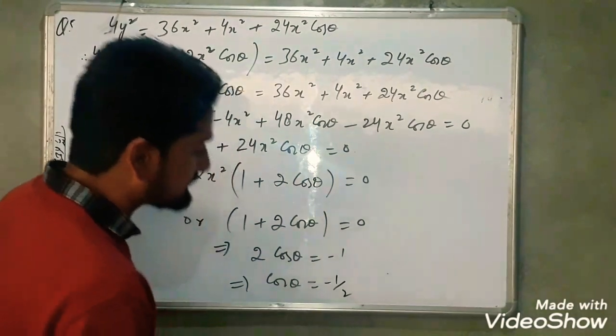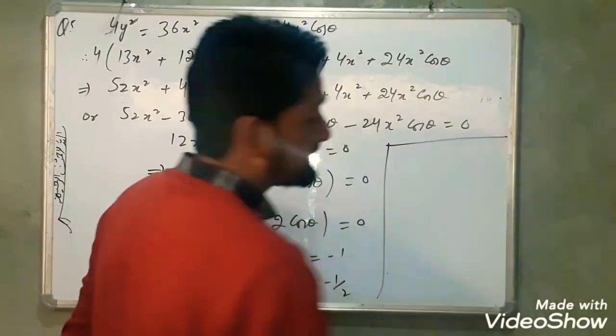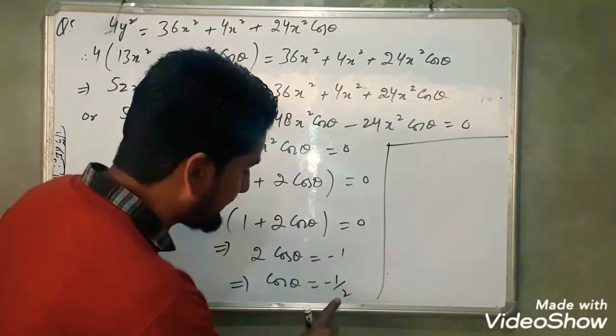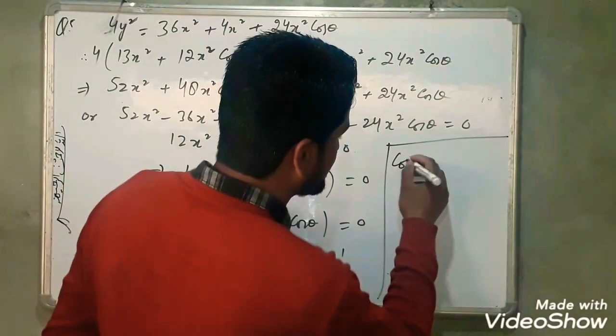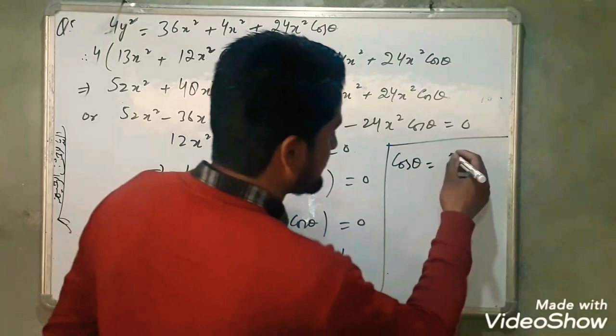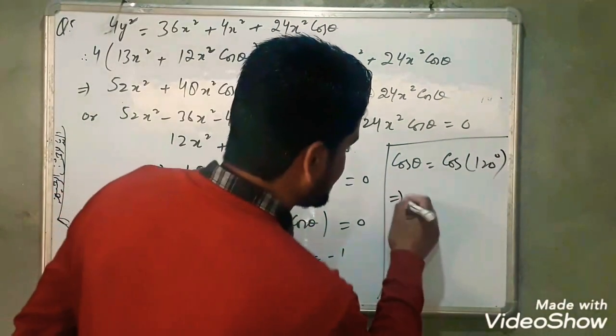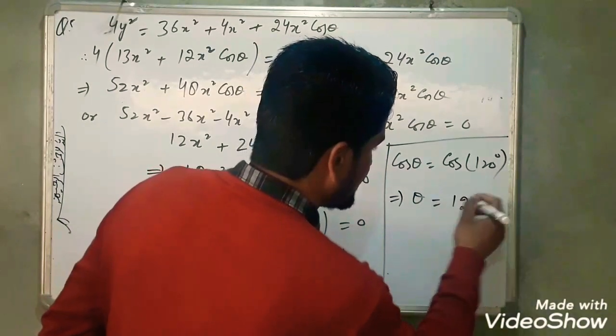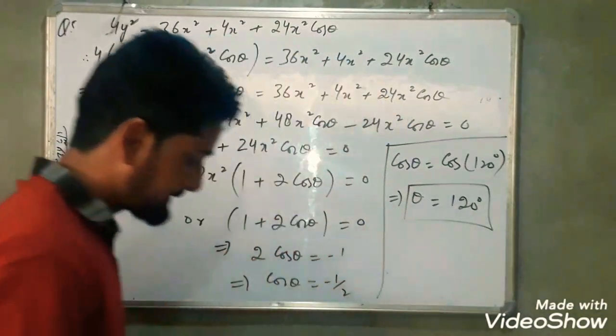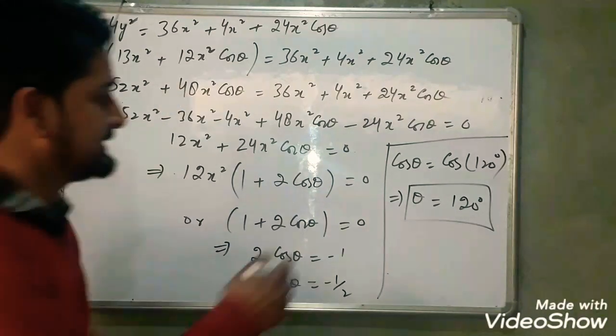When the value of cos is -1/2, when angle is 120 degree, because cos 120 is -1/2, so we can write therefore cos of theta equal cos of 120 degree. So implies here theta is 120 degree. Okay, so यहाँ angle का वैल्यू क्या है, 120 degree.